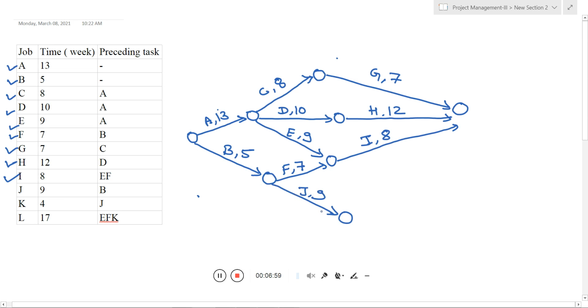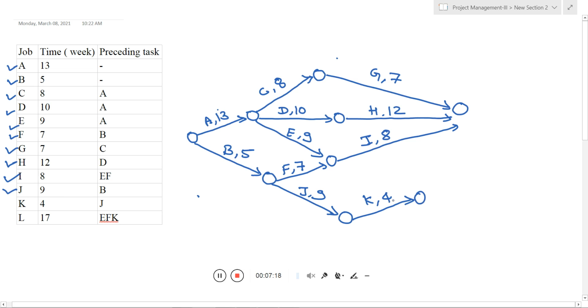Now for activity K, J must be completed, so this is activity K. J is completed here, you can start activity K, and the respective time for activity K is 4.